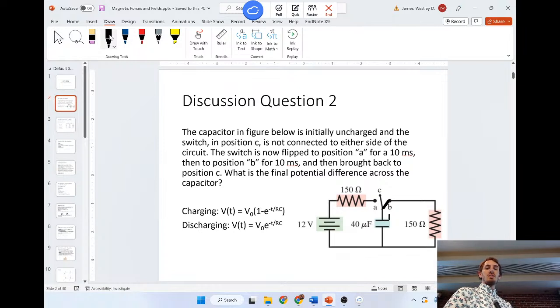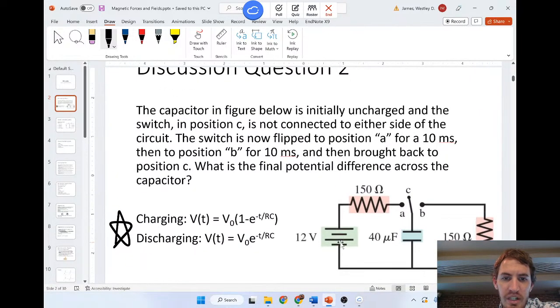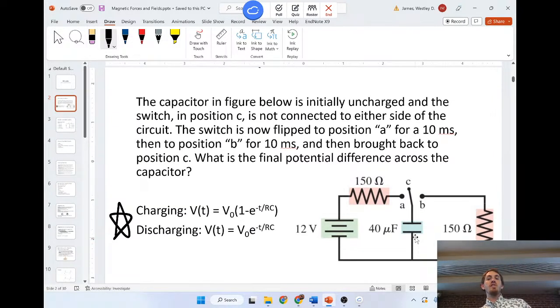Here are the equations. These are uploaded online. These are the equations you're going to use. In the charging case, which is the first one, 10 milliseconds. I'll zoom in on this a bit just so it's easier to read. The voltage of the capacitor as a function of time, so just the voltage on this capacitor as it's charging, is the initial voltage, or the max voltage, which I'll tell you is 12. So it's going to be 12 times (1 minus e to the negative t over RC). T is time, R is resistance, C is capacitance.